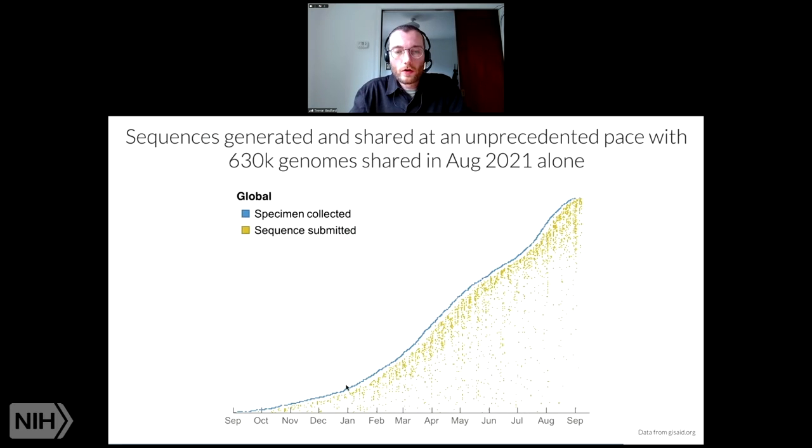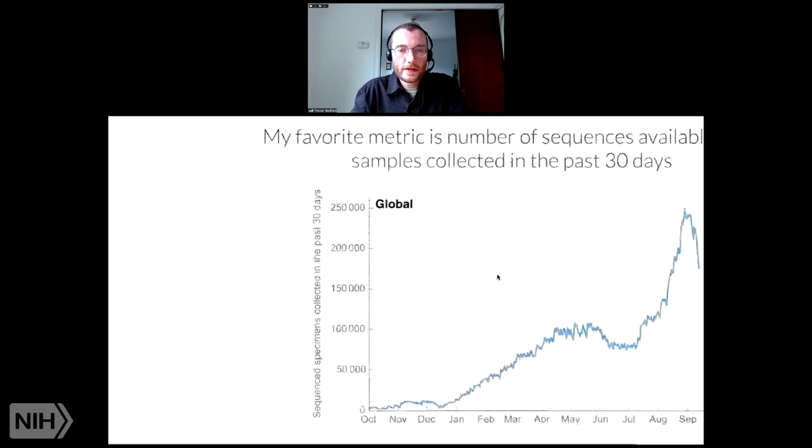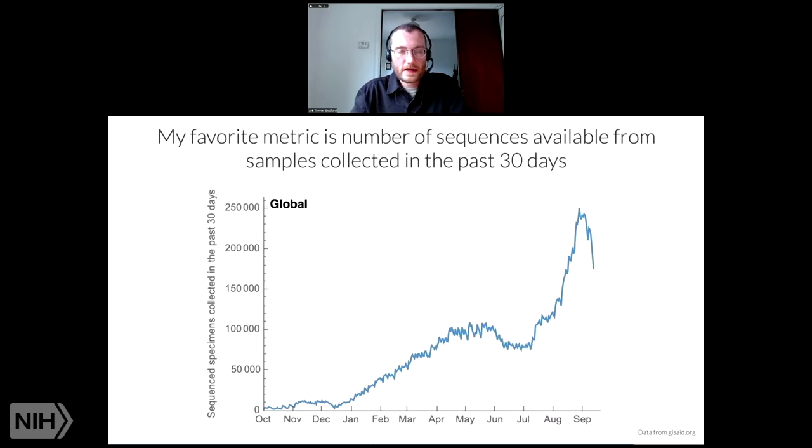And if we look over time, as specimens are collected, they're generally sequenced and submitted shortly after collection. There's some things that are more backlogged, but by and large, the genomic surveillance is having great turnaround times. And so the number that I really like to think about is being able to have eyes on things. What matters is having genomes available today for the last month. So I like to look at the number of sequences available at a particular point in time that were collected, sequenced, and shared in the past 30 days.